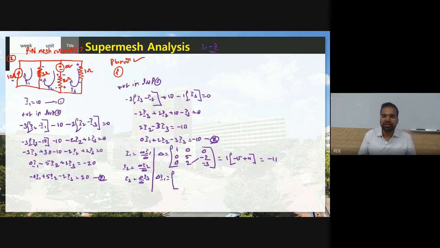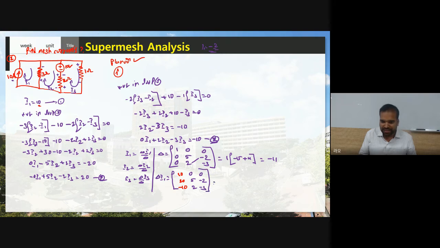Clear. Now you need to find delta I1, the determinant of delta I1. Instead of I1 terms, you need to write the constant values. What are the constant values here? From equation 1, 2, 3. Equation 1, the constant is what? 10. Equation 2, it is 20. From equation 3, it is minus 10. Therefore, the I2 terms and I3 terms are same as delta. Okay. Now here 0, 0, 5 minus 2, 2 minus 3.